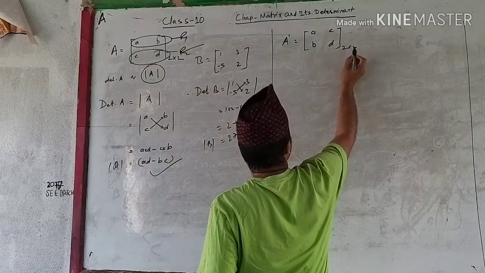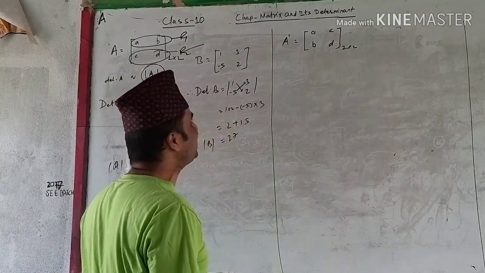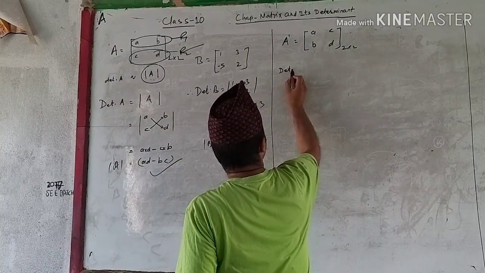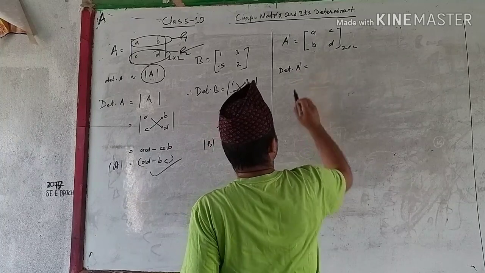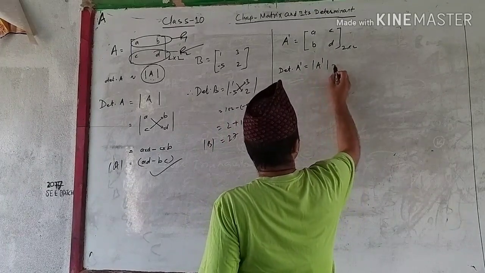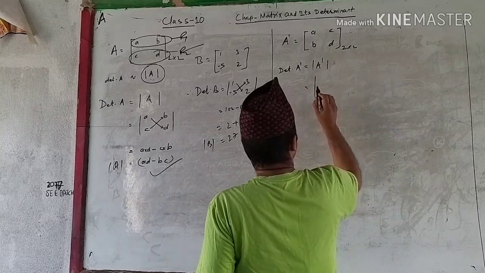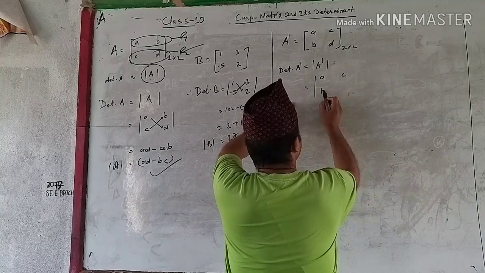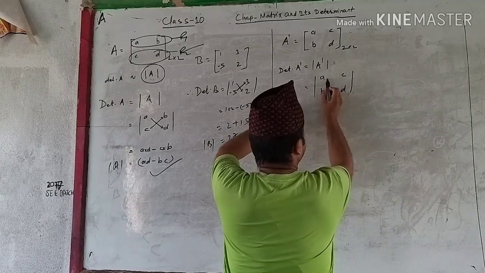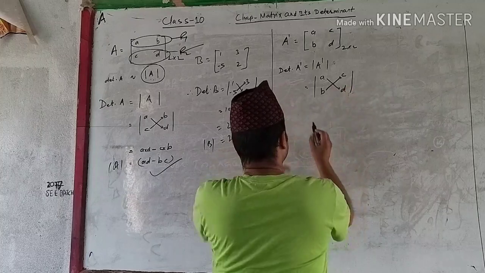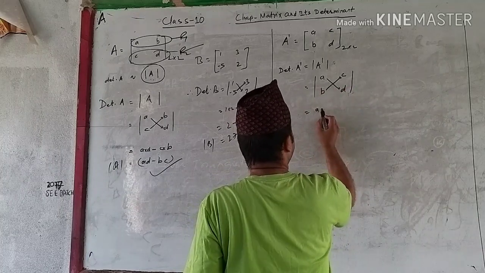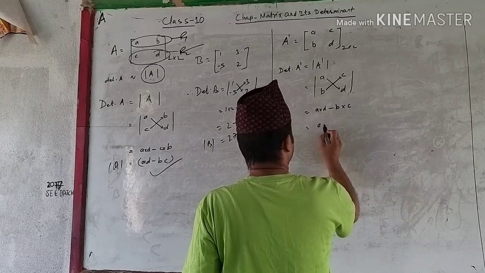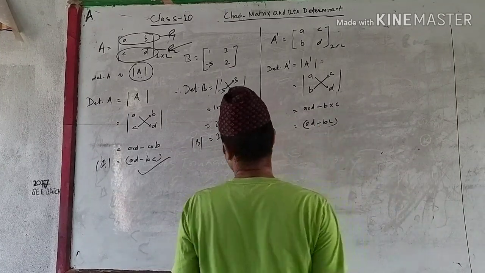So the order is the same. What is the value of this matrix A dash? Determinant of A dash is equal to: put two parallel lines and write the elements of the given matrix between them, cross down and up. Now multiply a into d; when it goes up it is minus b into c. So ad minus bc.